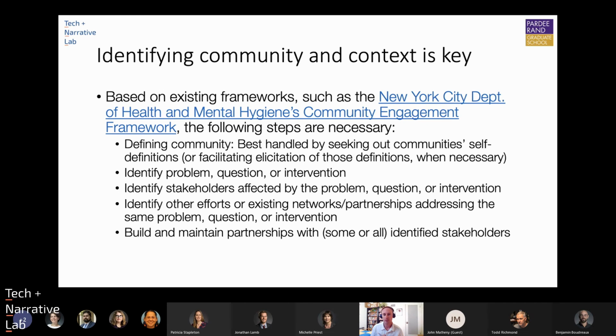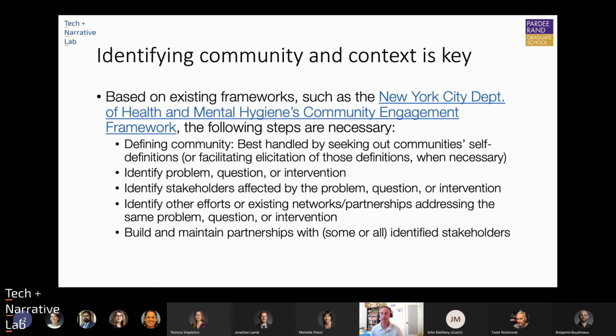So the first step of community partnership, and as was mentioned by Michelle earlier, there are a lot of existing frameworks. This isn't a new ideal set. There's a lot in the literature and a lot in the world for us to tap and draw upon, which I've started to do here by linking to, in these slides, the New York City Department of Health and Mental Hygiene's community engagement framework as a place to start to think about what this means and how we can incorporate it into work.